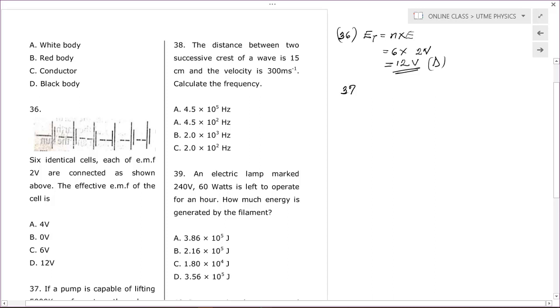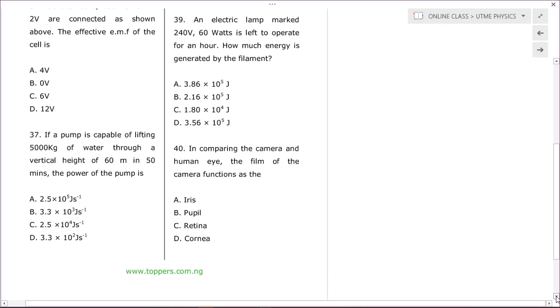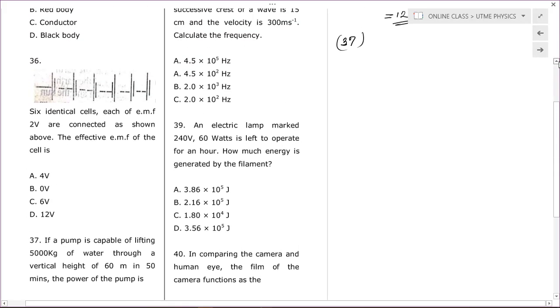Number 37 says that if a pump is capable of lifting 5,000 kilograms of water through a vertical height of 60 meters in 50 minutes, then what happens?